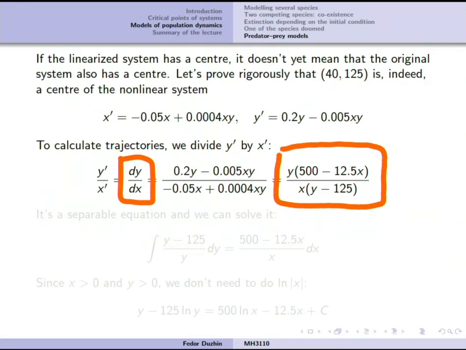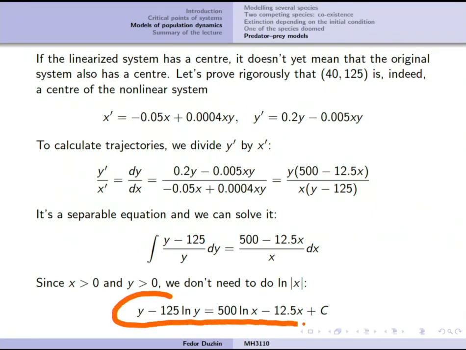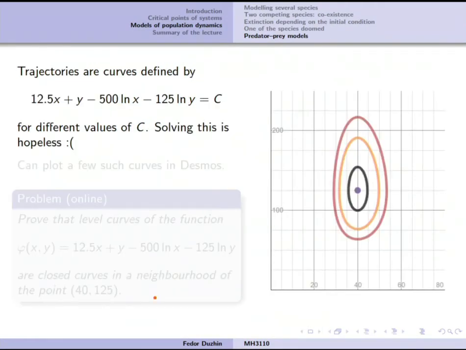So notice that this is actually a separable equation, and we can separate the variables, and we can solve it. We can integrate. Since both x and y are positive, we don't need to take the logarithm of the absolute value of x. We can just take logarithm of x itself and logarithm of y itself, and here is the solution. So in other words, if we move everything with x to the left-hand side, then what we just saw is that trajectories are curves defined by this equation.